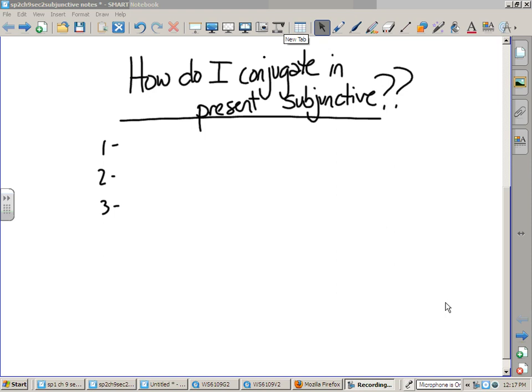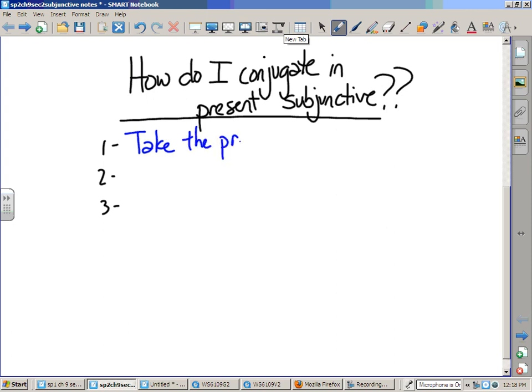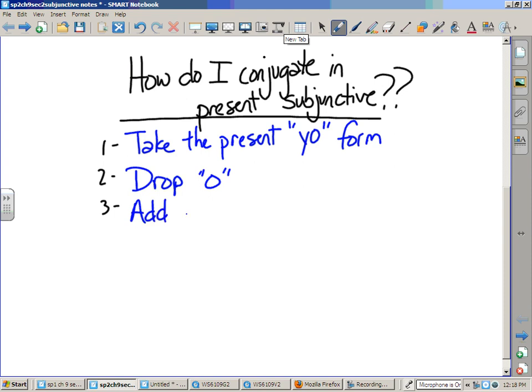So let's take a look then, how are we going to conjugate into present subjunctive? Because that's what we're learning, the present subjunctive. It's easy. First of all, you take the present yo form of any verb, okay? Tengo, camino, como, escribo, any of those. Drop off the O, and then we're going to add the ending.